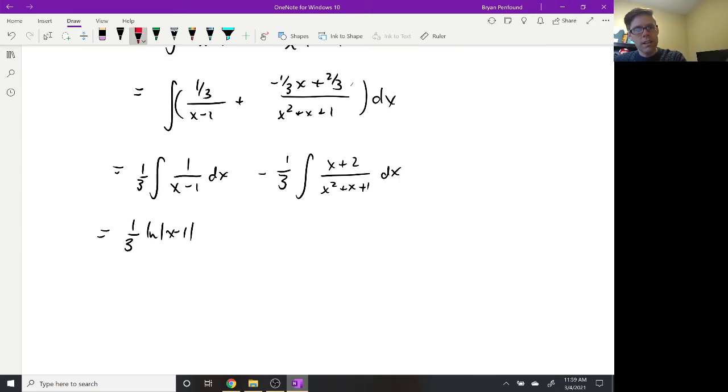This one I'm a little bit more worried about. Okay, so we might have to complete the square here, which I'm not super excited about. Let's also look at what the substitution might look like.